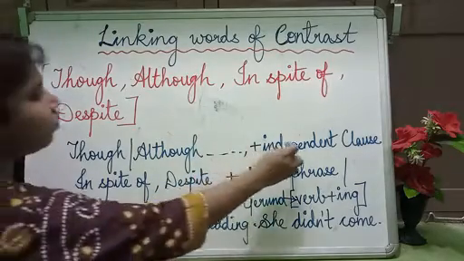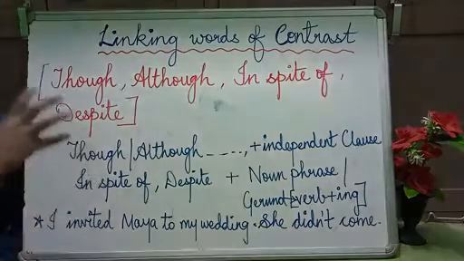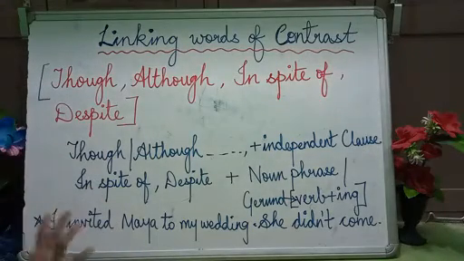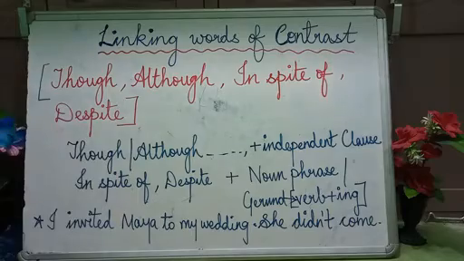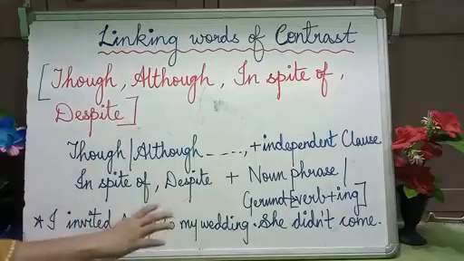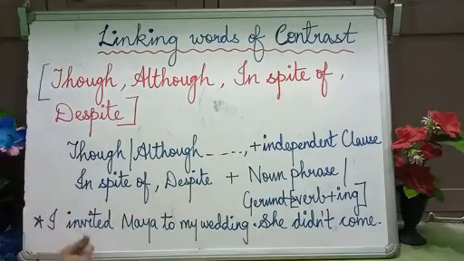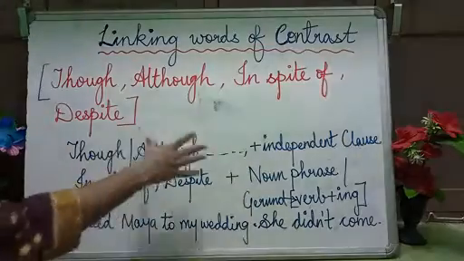The second sentence, what I have written, is an independent clause. Independent clause means what? The sentence that doesn't need the support of the other sentence. That means it is already meaningful, it already has sense, it is complete. So it doesn't need the support of the other sentence. That is called an independent clause. For your understanding, I have written it.